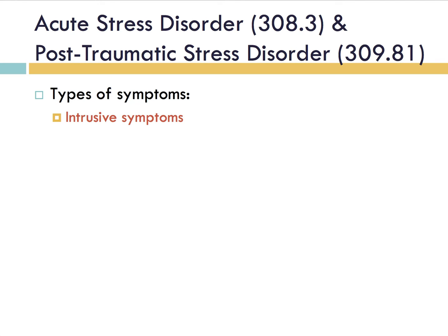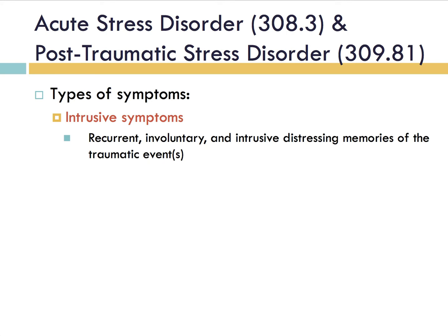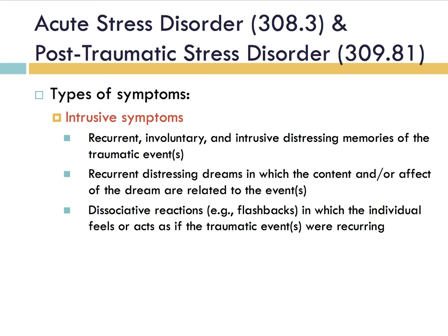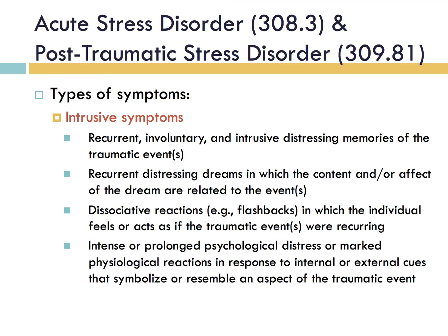And intrusive symptoms are things like recurrent, involuntary, and intrusive distressing memories of the traumatic event, recurrent distressing dreams in which the content and/or affect of the dream are related to the event, dissociative reactions like flashbacks in which the individual feels or acts as if the traumatic event were reoccurring, intense or prolonged psychological distress or marked physiological reactions in response to internal or external cues that symbolize or resemble an aspect of the traumatic event.